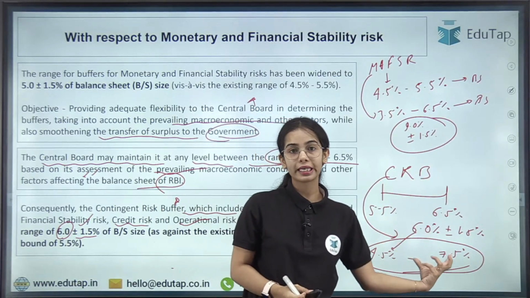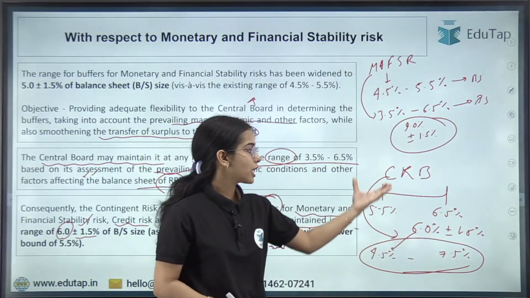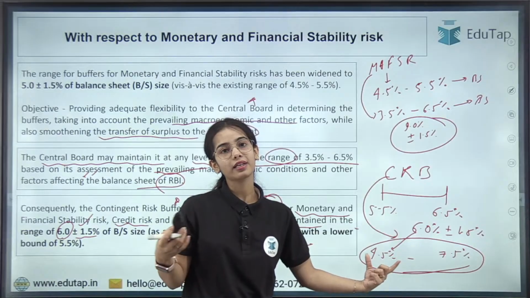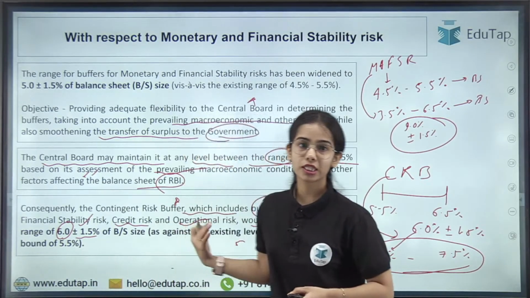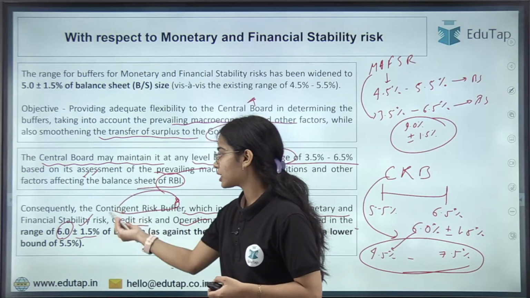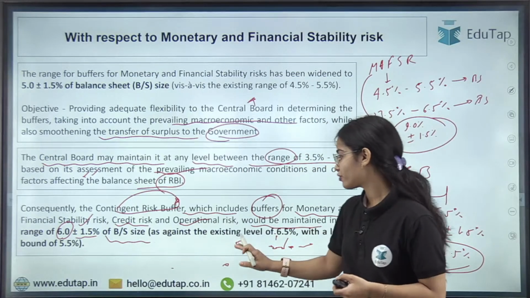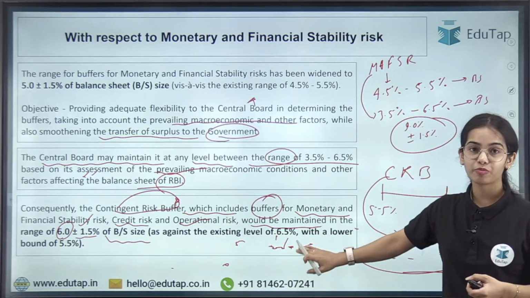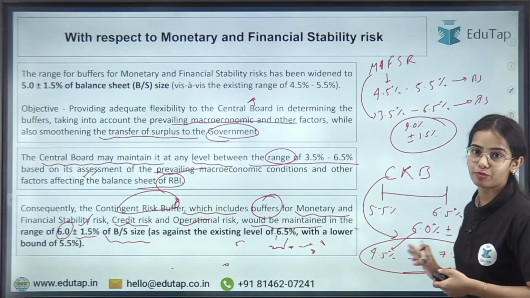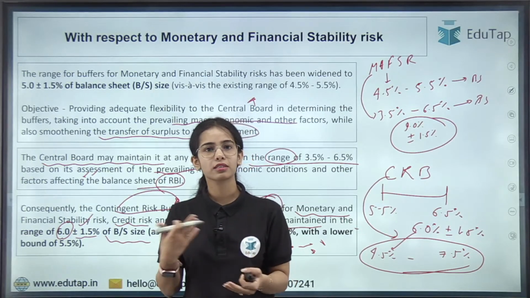If the RBI wants to maintain the highest buffers, it will maintain it at 7.5% of the balance sheet. If the RBI wants to maintain lower buffers, it will maintain it at 4.5% of the balance sheet. So the new range for the contingent risk buffer is 6% plus minus 1.5% of the balance sheet size. Before, the range was 5.5% to 6.5%, but now the range is 4.5% to 7.5%. Any confusion in the range, this is what you have to cram. I hope this is clear.